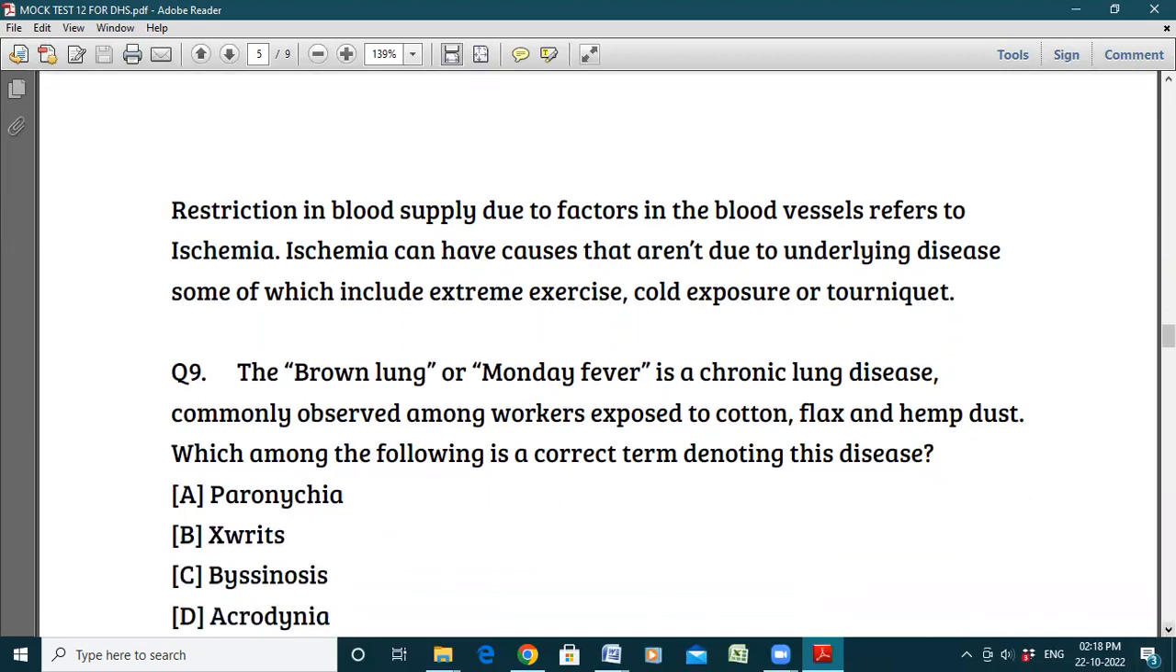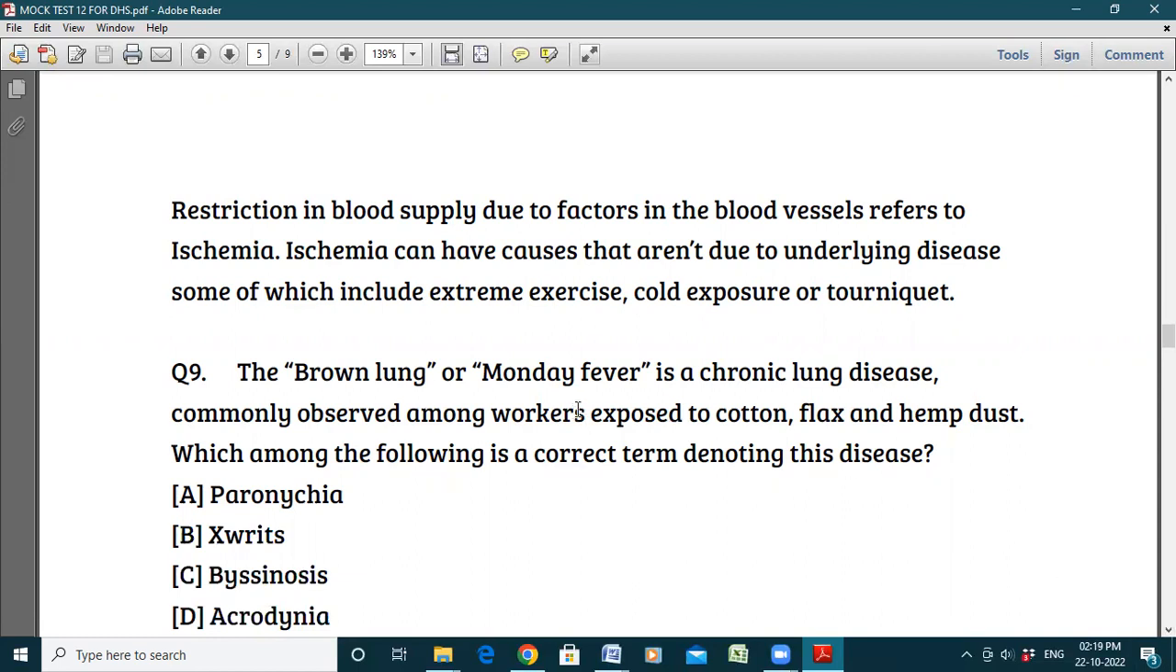Then next question, number 9. The brown lung or Monday fever is a chronic lung disease commonly observed among workers exposed to cotton, flax and hemp dust. Which among the following is a correct term denoting this disease?